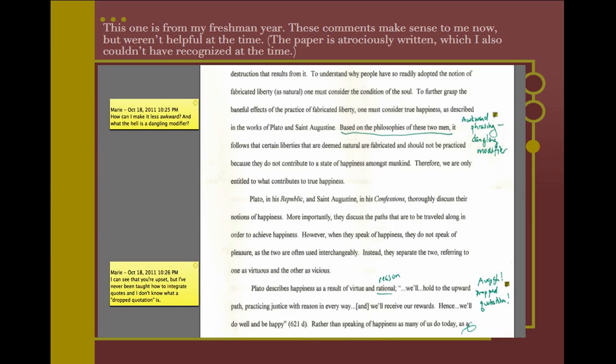it's awkward or how I could make it less awkward, and I don't think I even knew what a dangling modifier was. And down here he gets really frustrated at my dropped quotation, but again, I didn't know what a dropped quotation was, and we hadn't been taught how to integrate quotes properly, so I think I kept making that mistake for quite a while.